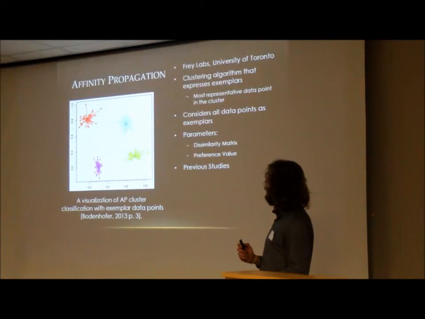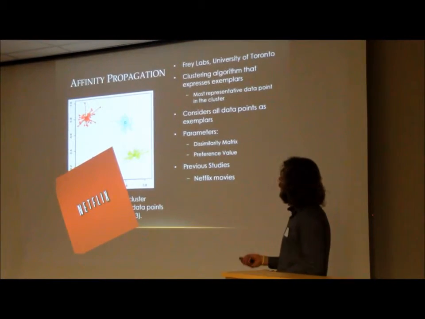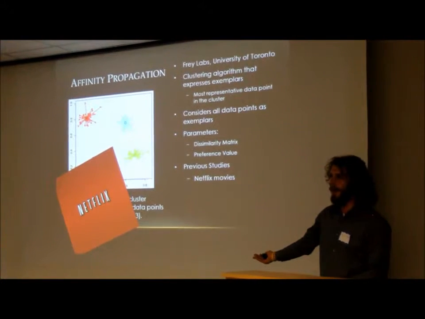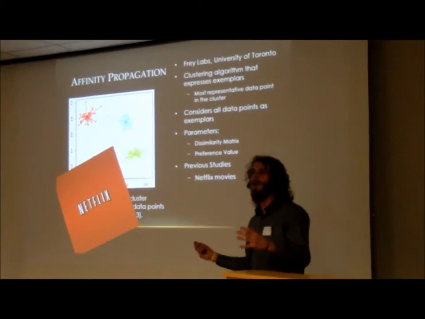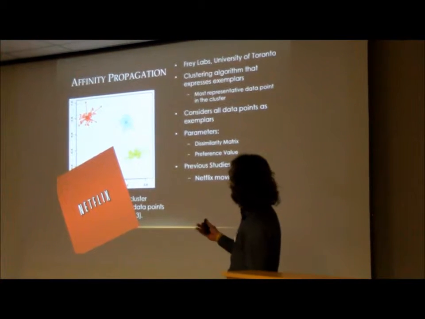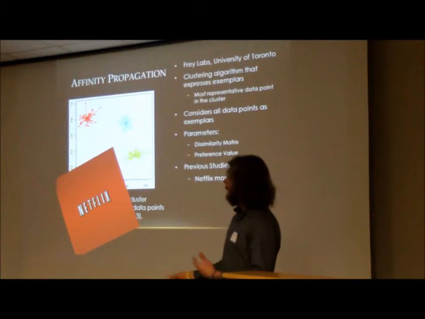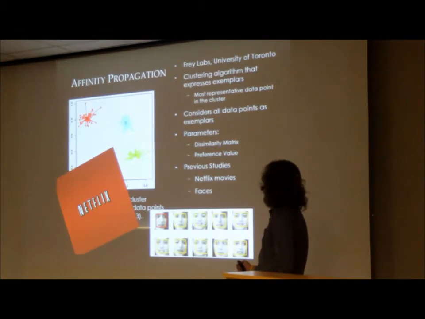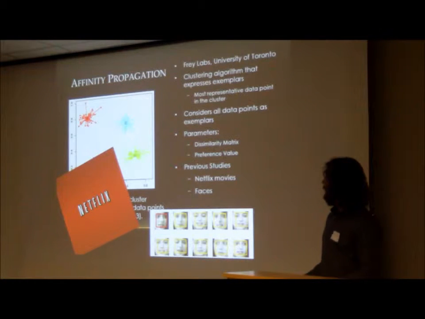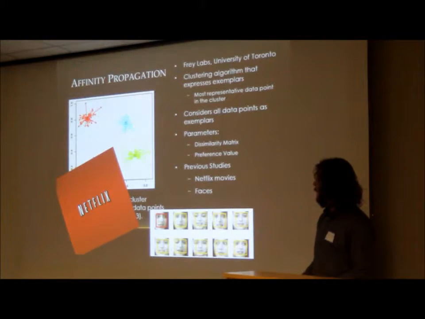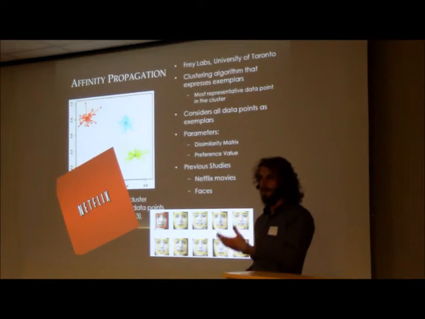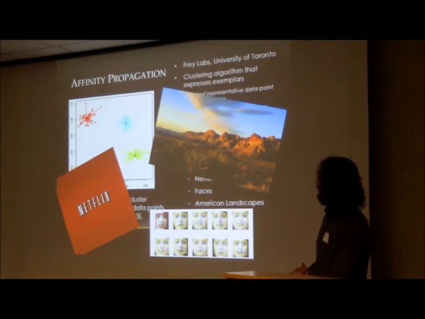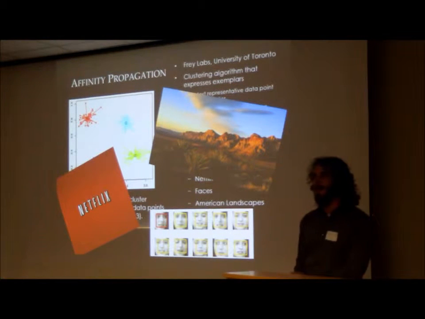Some of the previous studies done with affinity propagation: it was applied to the Netflix library in order to identify the most representative movies of Netflix. So basically what they came up with were 9 movies that you could watch on Netflix and you'd be set. Other studies took a group of photographs, images of people's faces, and identified like and similar faces. And then finally, it was applied to American landscapes to identify the most representative American landscapes.